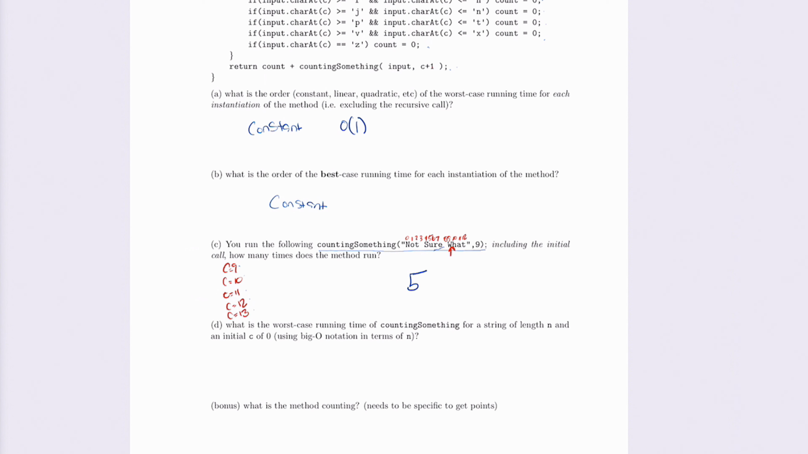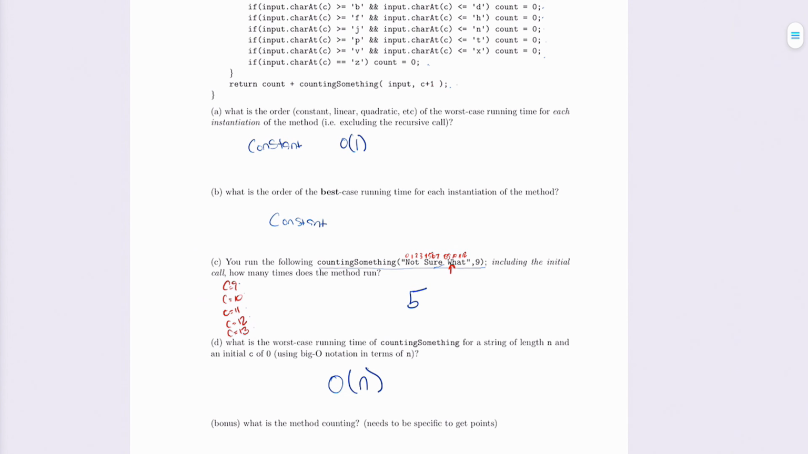But in terms of big O, the reason we wanted you to do it in big O is because we get rid of that plus 1 term. So the answer here is the total worst case running time of this method, assuming you're given a string of size n and an initial value of c of 0, is big O of n. Because it's going to make one recursion for every position in the string.